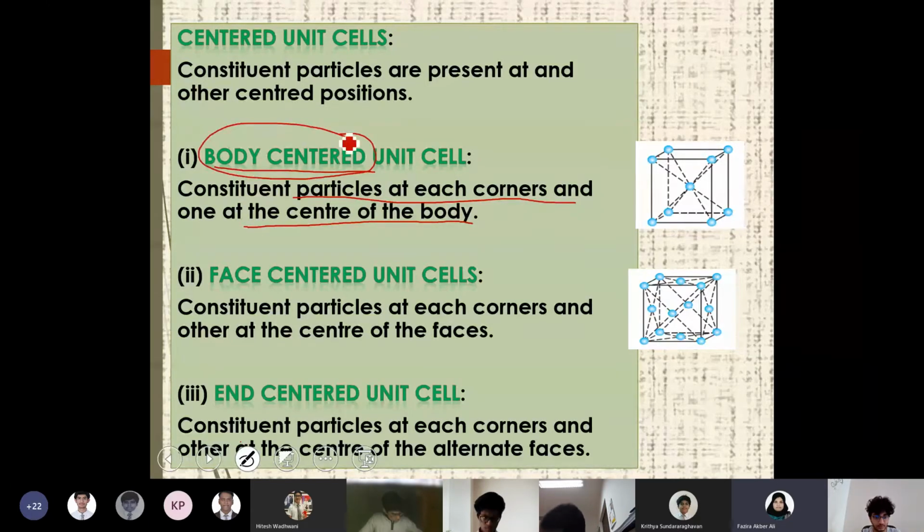So 8 corners. Other than the 8 corners, there is one particle at the center of the cube, the center of that body. The body means the center of that shape, and here it is a cube. So that kind of arrangement is called body-centered. That is 8 corners plus one particle at the center.